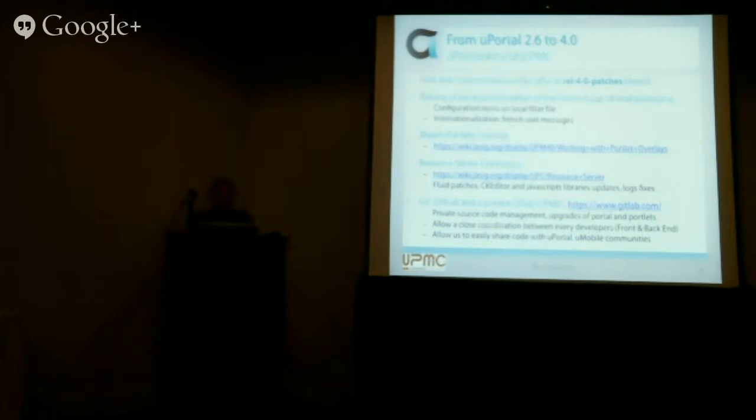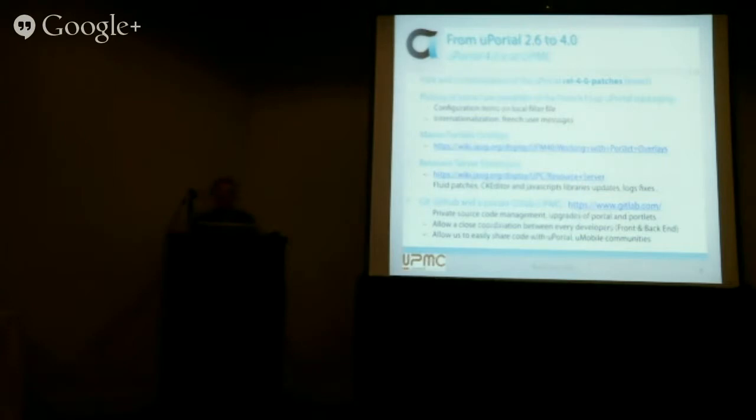We use Maven portlet overlays in order to deploy and configure our portlets in the portal. We have extended the resource server in order to have the latest version of CKEditor and some JavaScript libraries like jQuery, jQuery Mobile, Backbone, and we patched Grid in order to fix some bugs with accented characters.